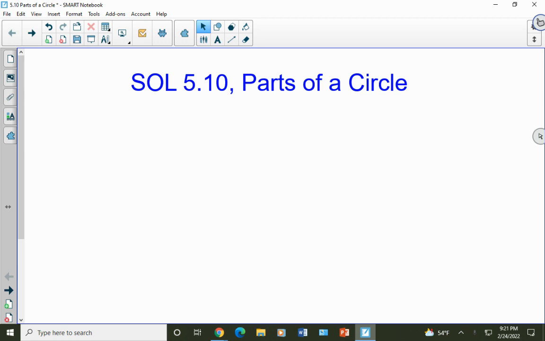Circle parts are part of our geometry SOLs, and I'm going to go over each part with you today so that you can understand what they are. Next year it'll be important that you know these circle parts, because you'll have to learn how to find the area and circumference of circles, and you have to know the parts and what they mean. So let's go ahead and get into it.